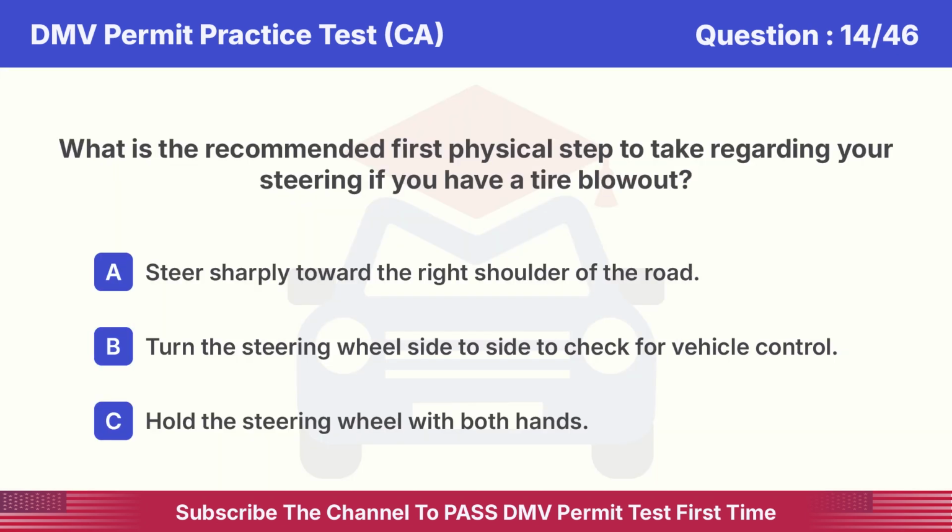Question 14. What is the recommended first physical step to take regarding your steering if you have a tire blowout? Option A. Steer sharply toward the right shoulder of the road. B. Turn the steering wheel side to side to check for vehicle control. C. Hold the steering wheel with both hands.